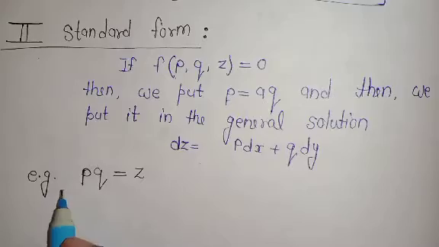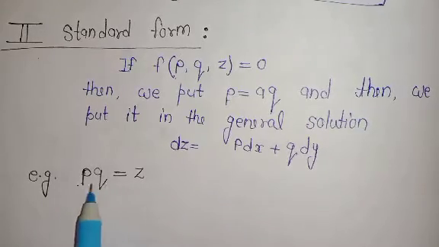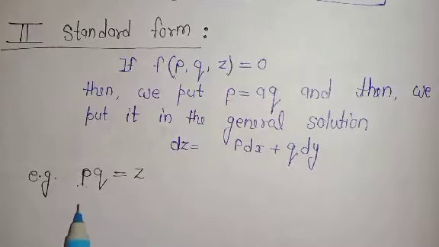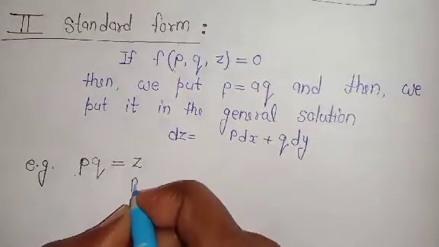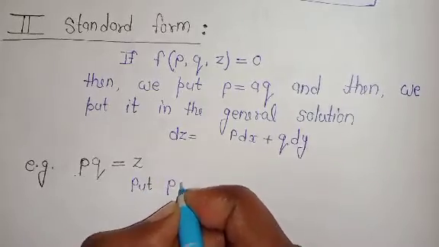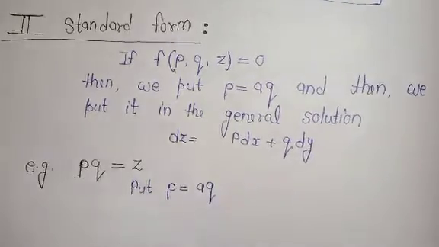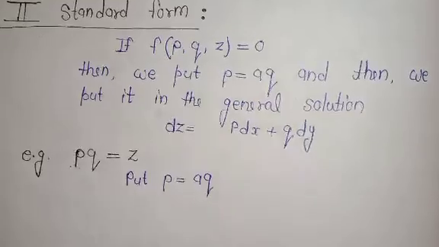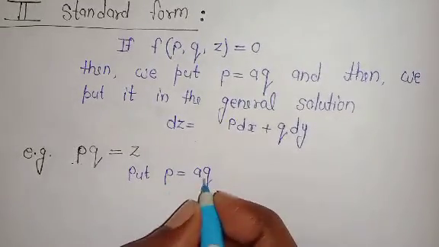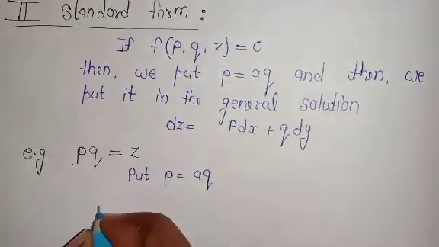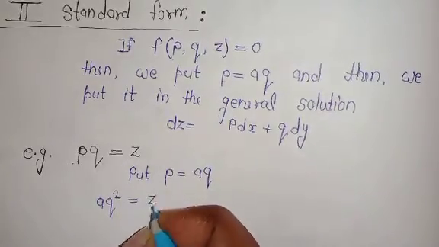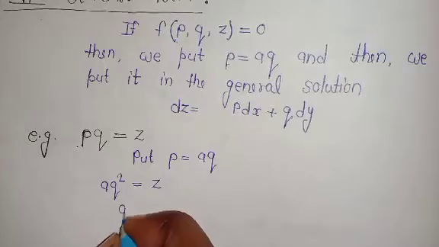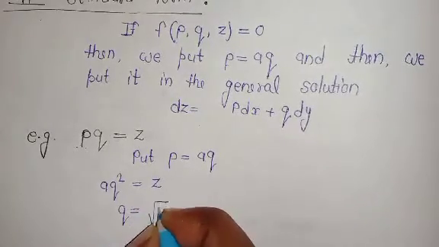So this is our first example. Here you can see the given function is present only in the terms of p, q and z. So we can apply the second standard form. And what is the method? Firstly we put p is equal to aq. And then we solve the given equation to find the general solution. So if we put the value of p in this equation it becomes aq squared is equal to z, and then we can find the value of q. The q becomes root z by a.